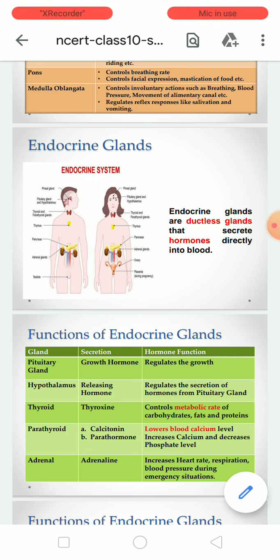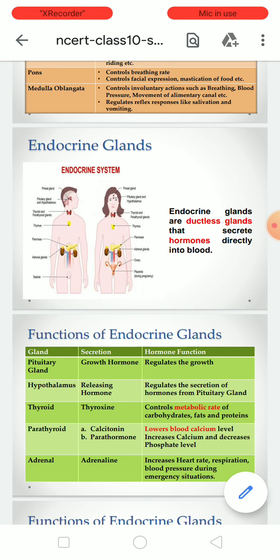If you talk about a few endocrine glands, like the pituitary gland, it secretes the growth hormone, and its function is to regulate growth. The hypothalamus releases hormones and regulates the secretion of hormones from the pituitary gland.